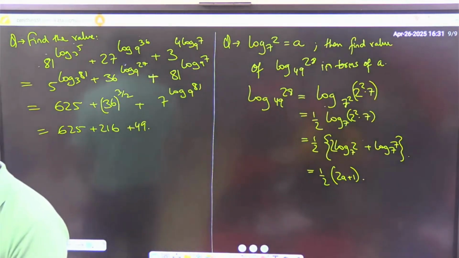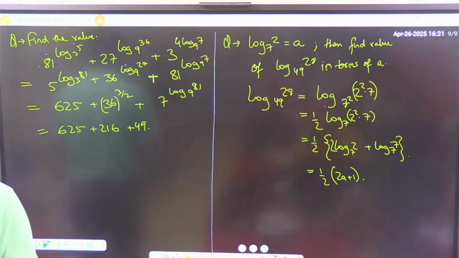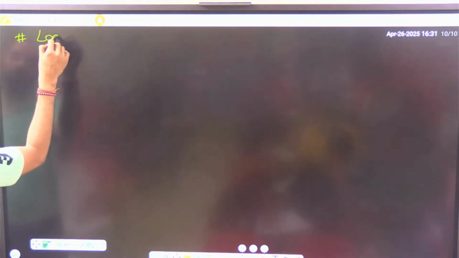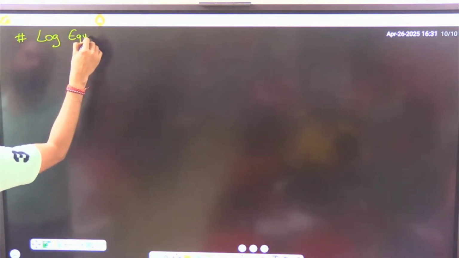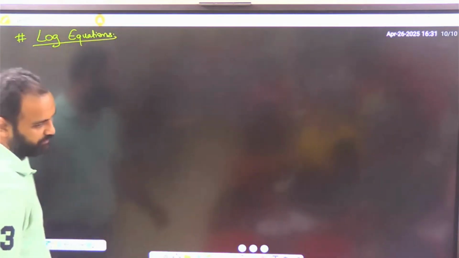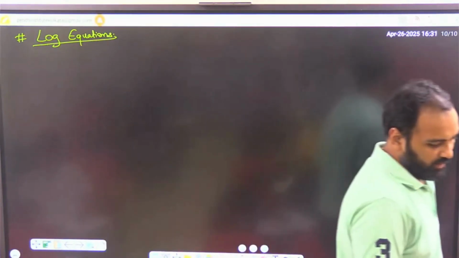Is everyone able to understand how we are working things and how we are simplifying things? Comfortable with the log properties? Okay. Then we move on to the next topic. After the properties, the next topic would be log equations. How do we solve questions involving equations given in terms of logs?